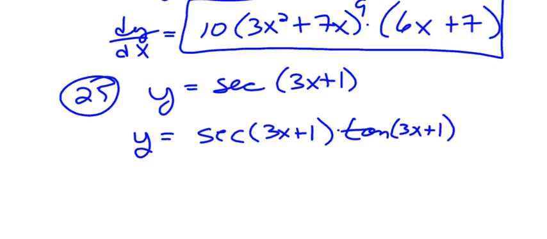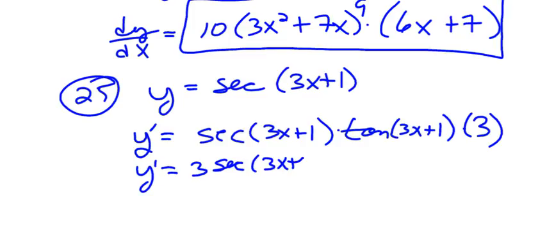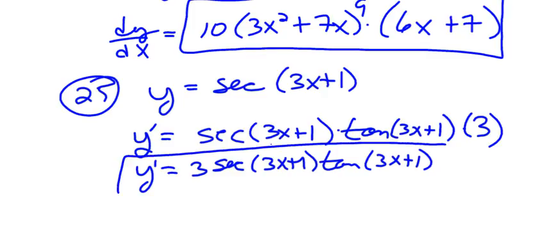They're being multiplied, and now I'm going to multiply it by the derivative of the inside function, which is 3. So I can go ahead and rewrite that this derivative is 3 times the secant of 3x plus 1 times tangent of 3x plus 1. And that is my answer for this derivative.